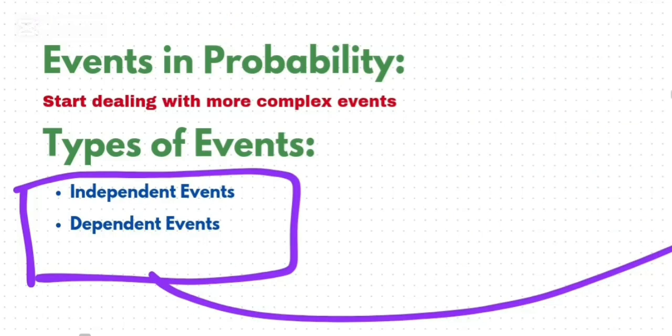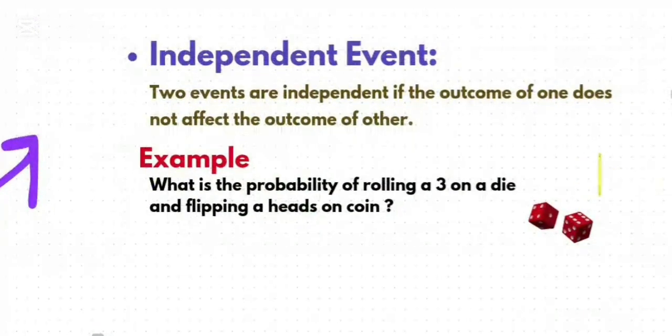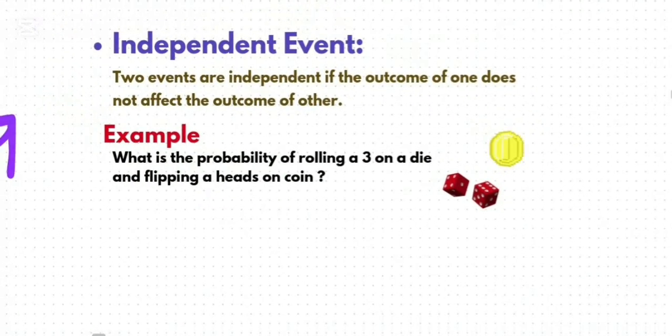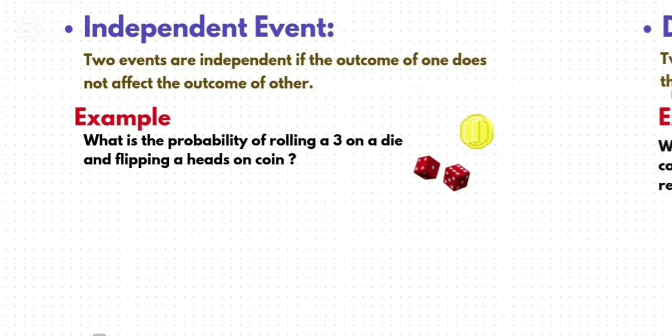Probability gets more interesting when we talk about events. There are two types of events: independent events and dependent events. Now we will move to the independent events. These are the events when the outcome of one doesn't affect the other. For example, rolling a die and flipping a coin are independent events. Let's move on to the example.